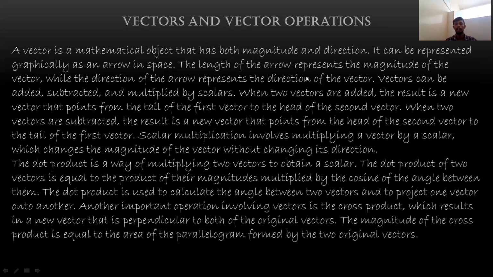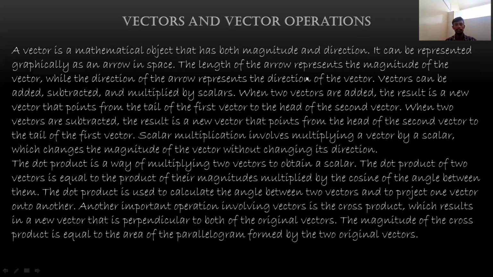When two vectors are added, the result is a new vector that points from the tail of the first vector to the head of the second vector. When two vectors are subtracted, the result is a new vector that points from the head of the second vector to the tail of the first vector. Scalar multiplication involves multiplying a vector by a scalar, which changes the magnitude of the vector without changing its direction.